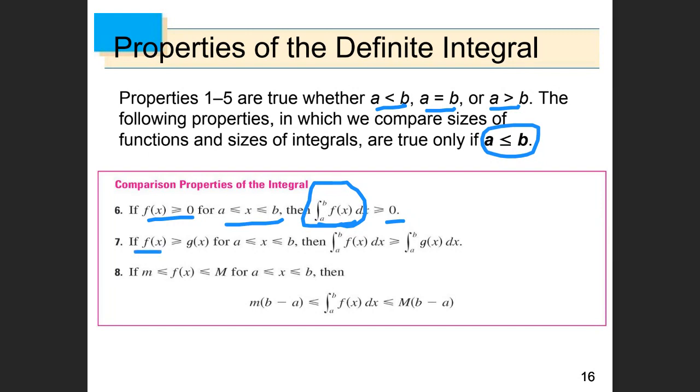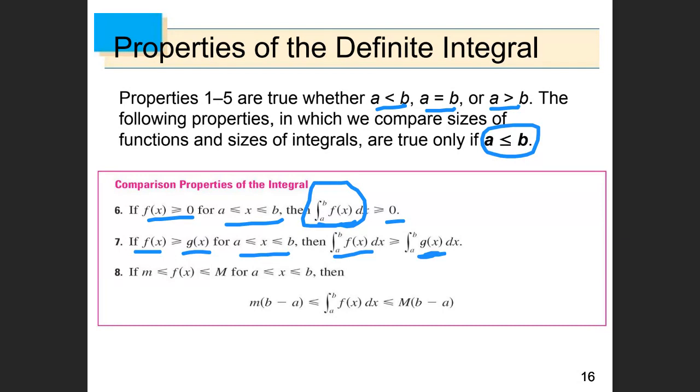Now, if f of x is bigger than or equal to g of x, what this statement means is f of x lies above g of x, and x lies between a and b, then the area of f of x must also be bigger than the area of g of x.